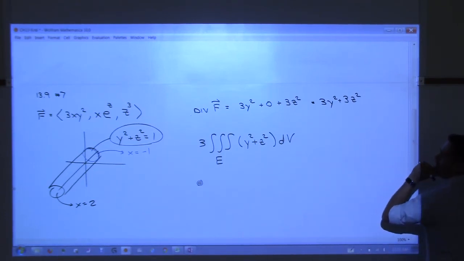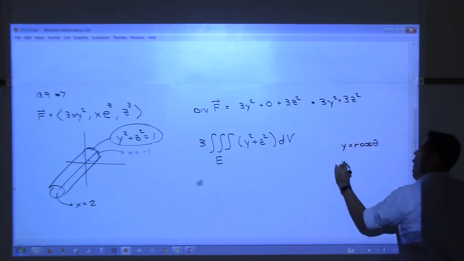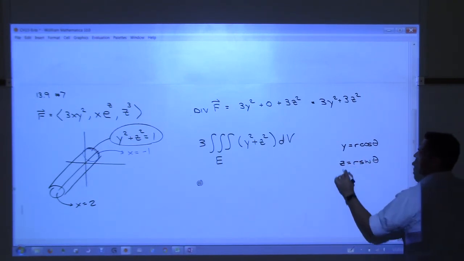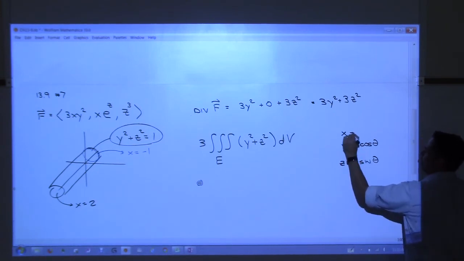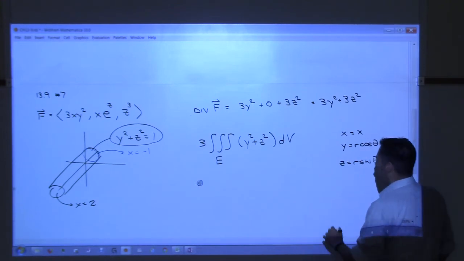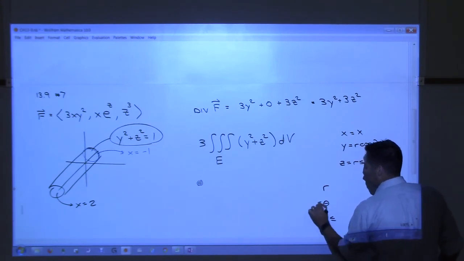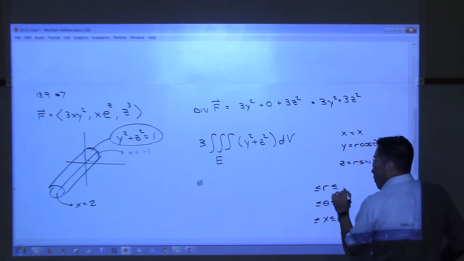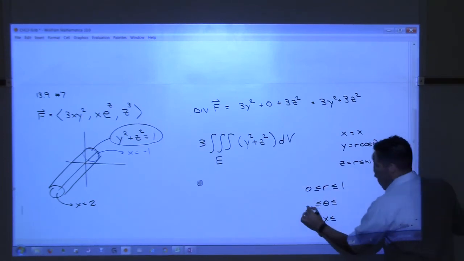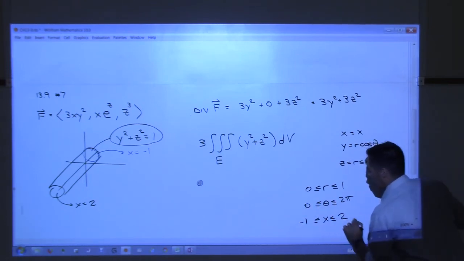What's the conversion that I'm going to make? Y is r cosine theta, z is r sine theta, and what am I going to do with x? Nothing. I'm just going to let it be x, I'm not changing it at all. So what are my restrictions? Let's get all the restrictions on r, theta, and x so we can set up our limits of integration. So r is between 0 and 1, theta 0 to 2 pi, we're going all the way around, and then x, negative 1 to 2.